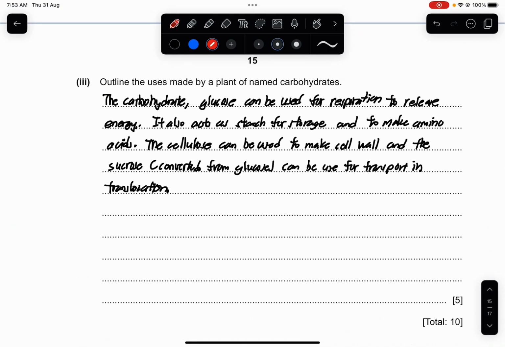Part 3. Outline the uses made by a plant of named carbohydrates. So we know that carbohydrates produced are glucose, sucrose, cellulose. So now say what is the function for these. So the carbohydrate glucose can be used for respiration to release energy. It also acts as a starch for storage and to make amino acids. The cellulose can be used to make cell wall, and the sucrose is converted from glucose, can be used for transport in translocation.